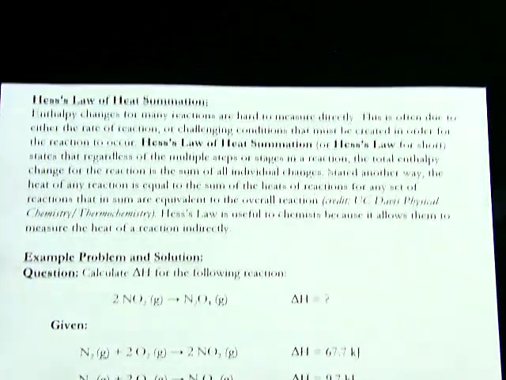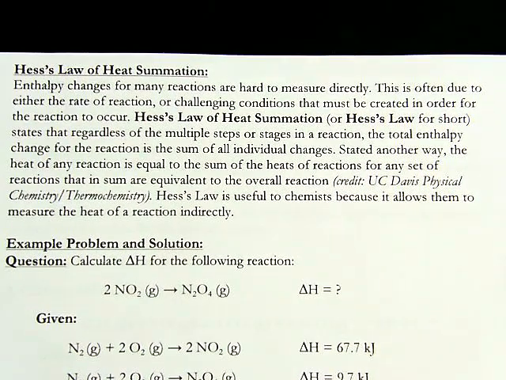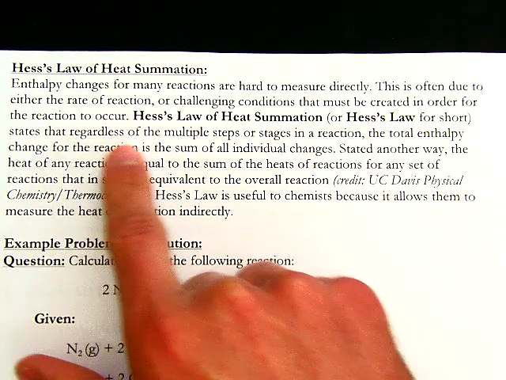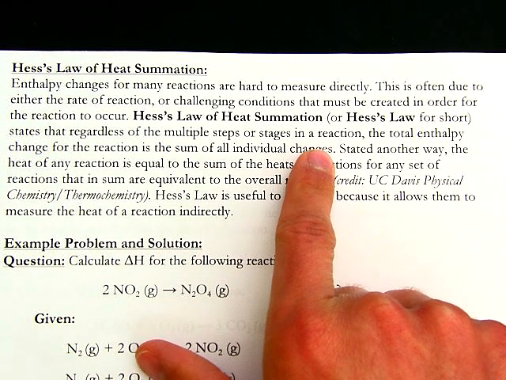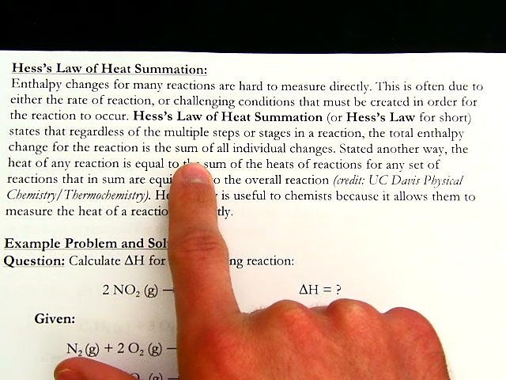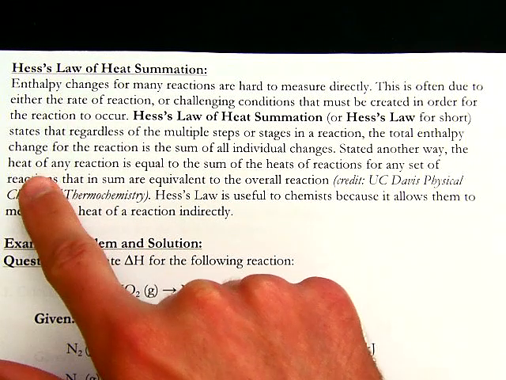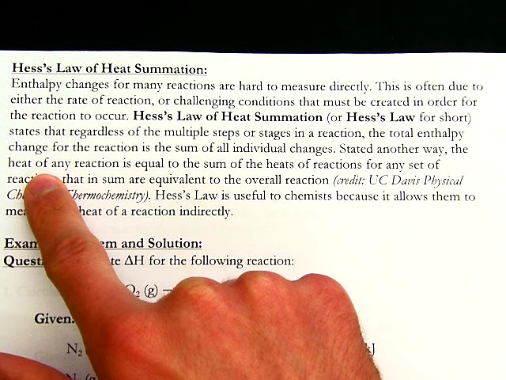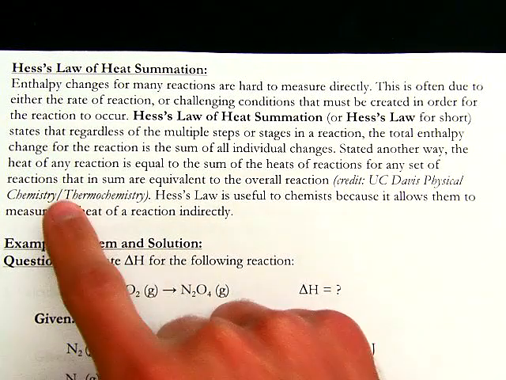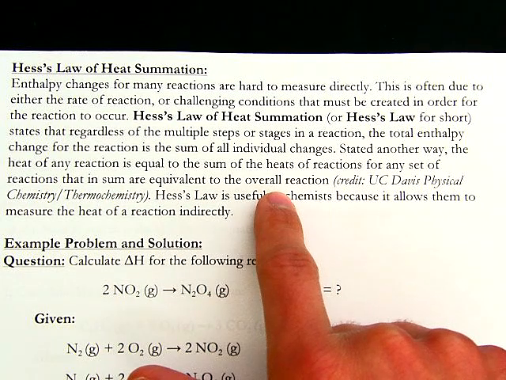Hess's law of heat summation, just called Hess's law for short, states that regardless of the multiple steps or stages in a reaction, the total enthalpy change for the reaction is the sum of the individual changes. Stated another way, any heat of reaction is equal to the sum of the heats of reactions for any set of equations that in sum are equivalent to the overall reaction.